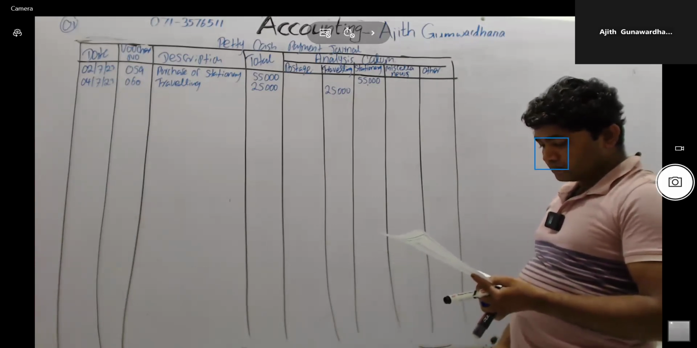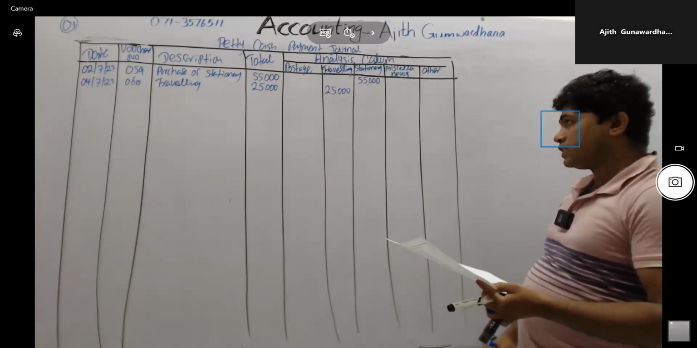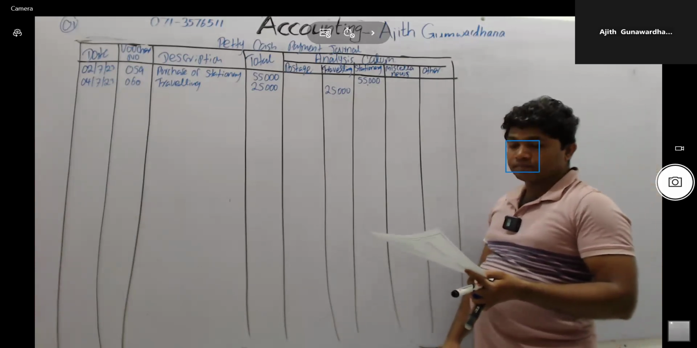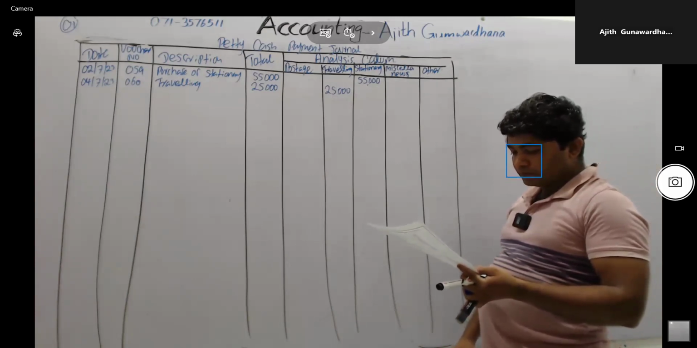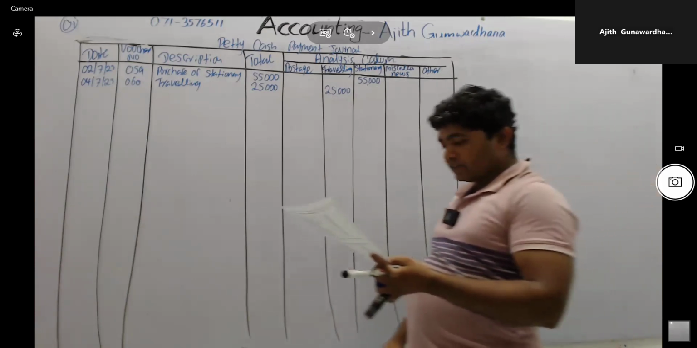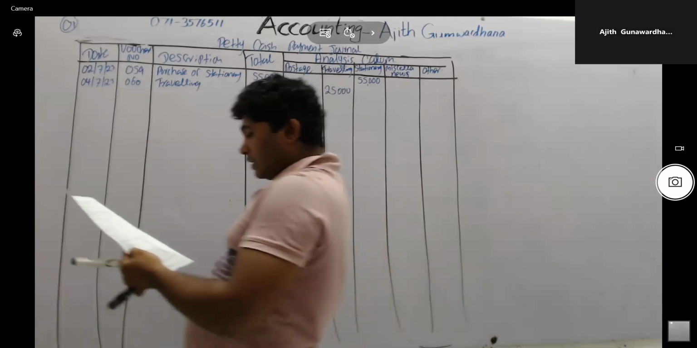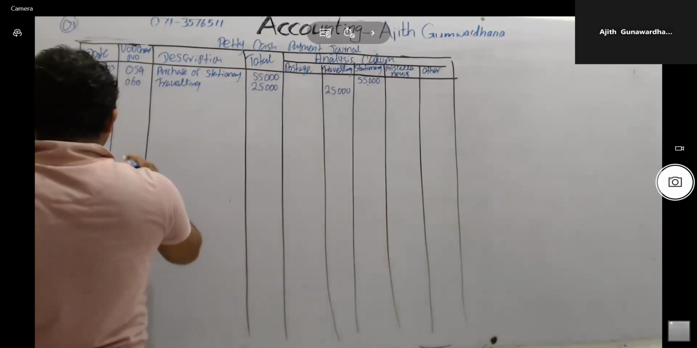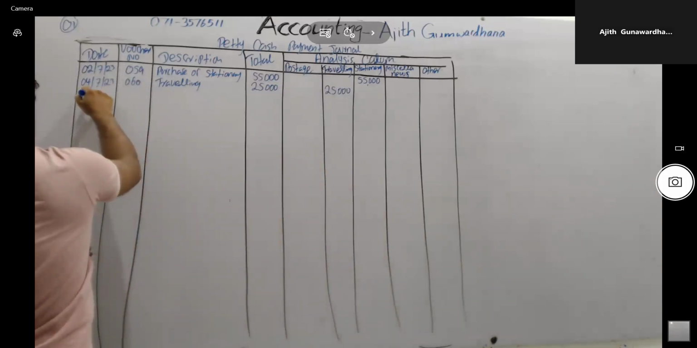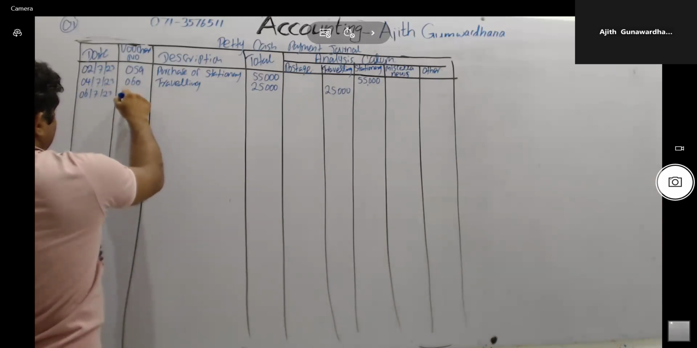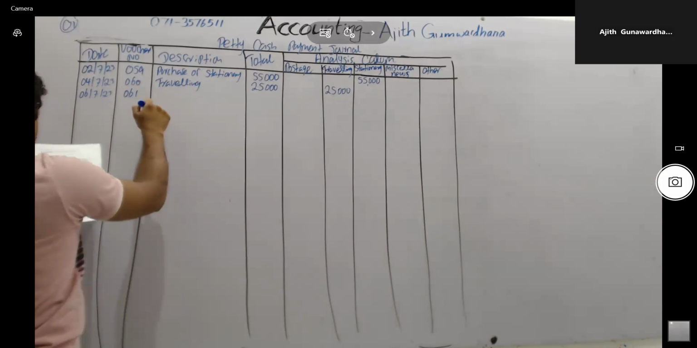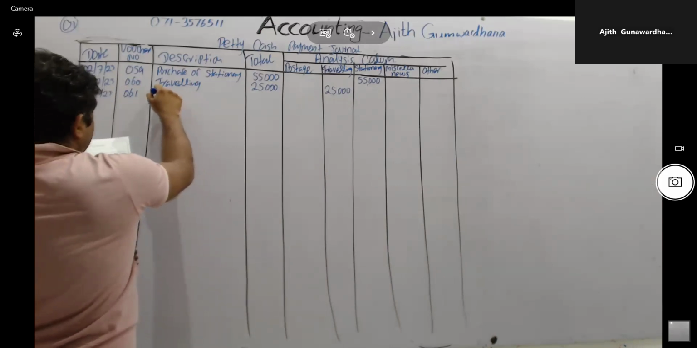Trade records. A small amount of expense paid in cash. Next one is stamp and envelope. Voucher number is given 061. Date is given 6th of July 2023. Voucher number 061, stamp and envelope.